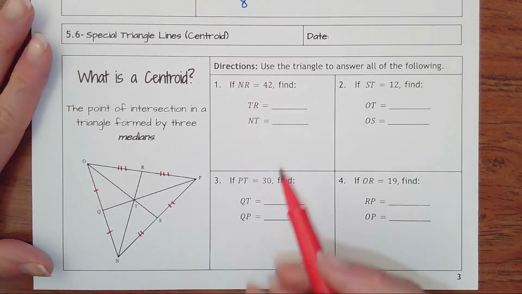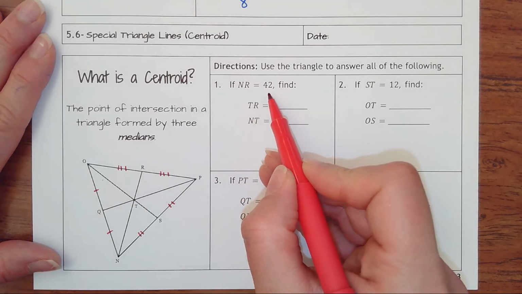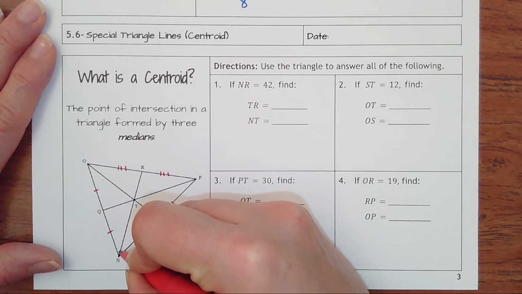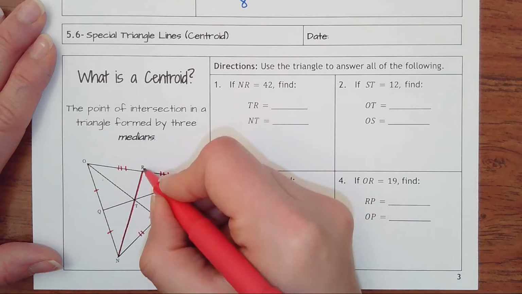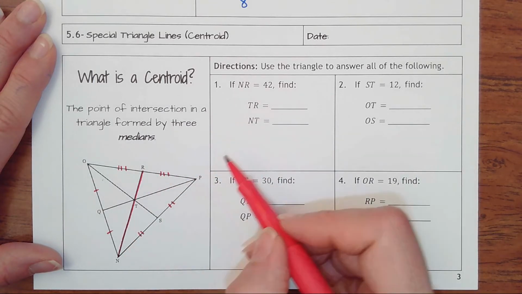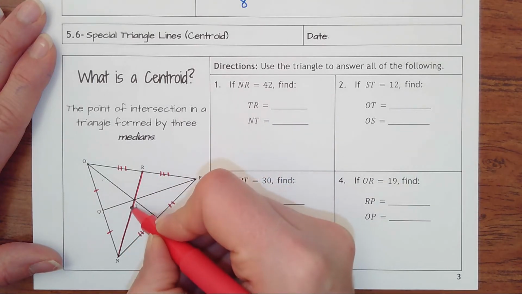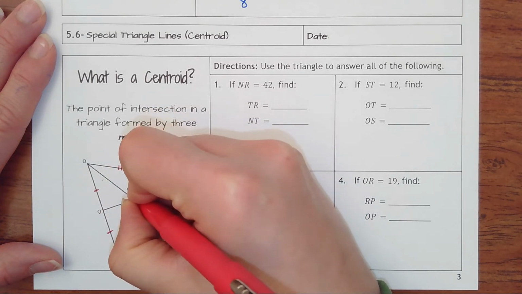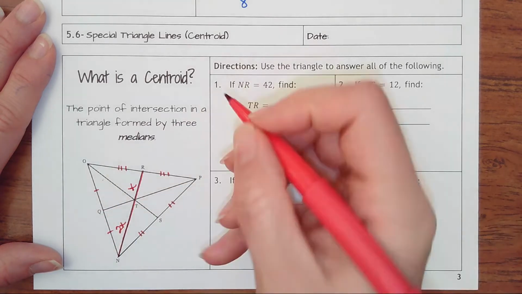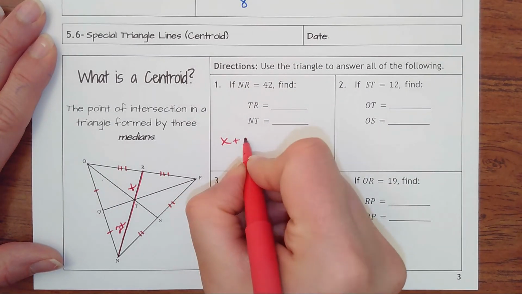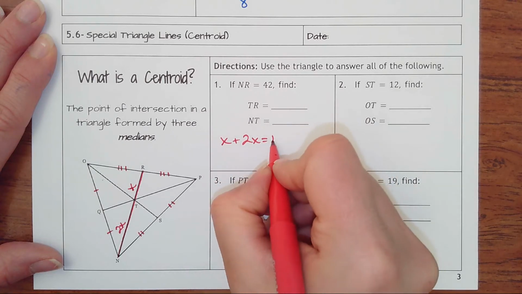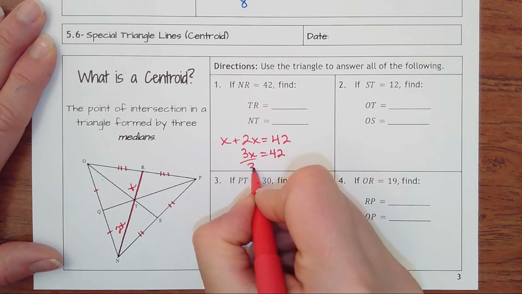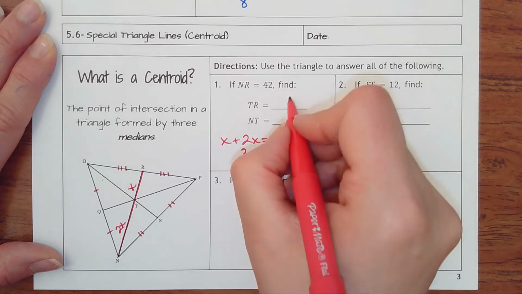We're gonna use the same triangle for everyone. We got, if NR is 42, NR, that's this whole line, this whole thing is 42. Find TR and NT. So we want to figure out how to break that up. Well, if this is a 1 to 2 ratio, let's call this shorter side X, and this is going to be double that. So we're saying X plus 2X would equal the total 42. That'd be 3X equals 42, and 42 divided by 3, I believe, is 14.